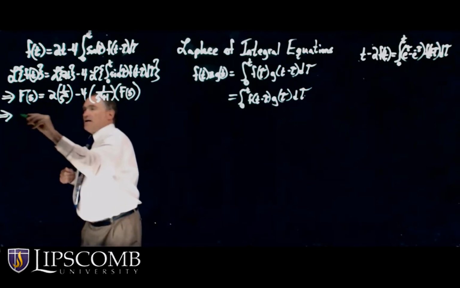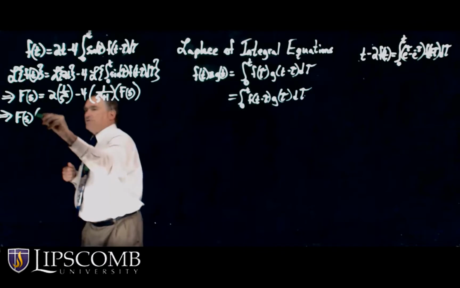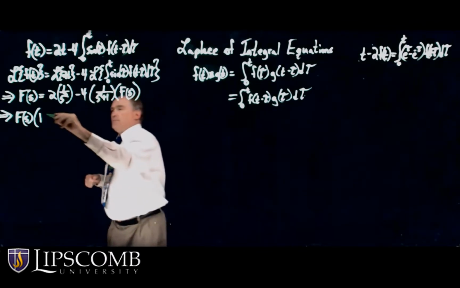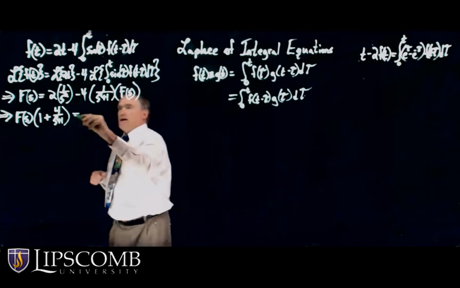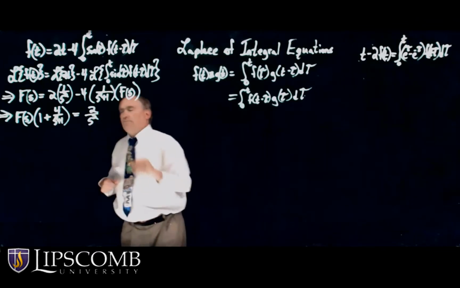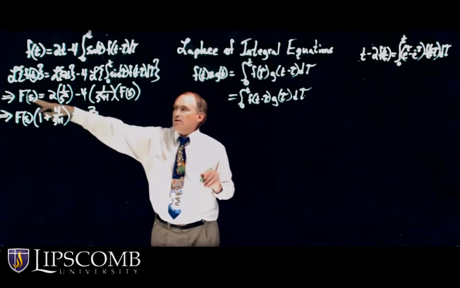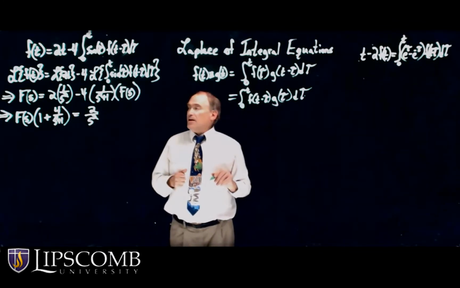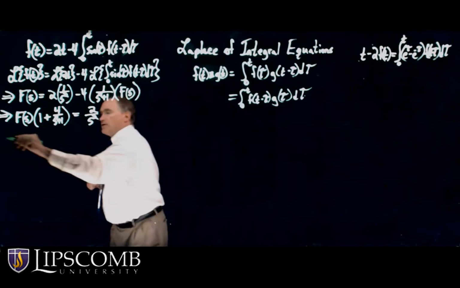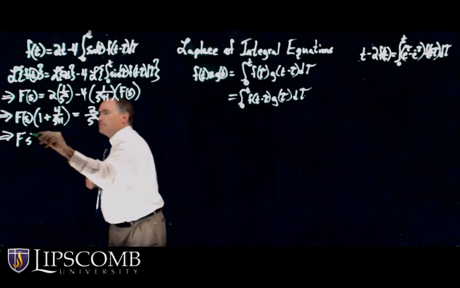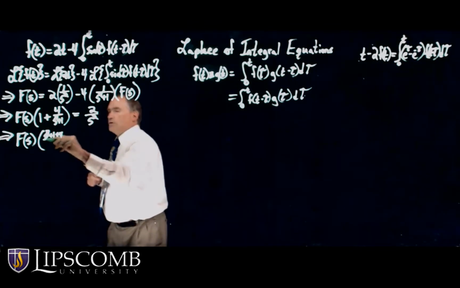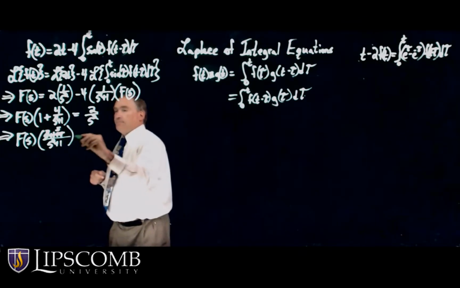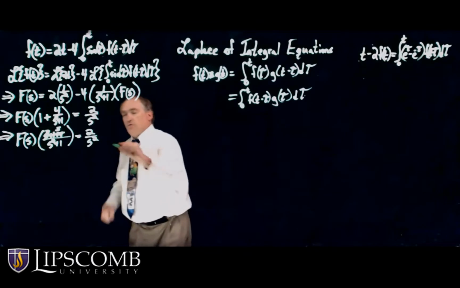So I have F of s. I'm going to factor, so that's 1, plus 4 over s squared plus 1, equals 2 over s squared. That was easy enough. I took this over the other side and factored out an F of s. Well, let's get a common denominator here. So this is F of s times s squared plus 1 plus 4 over s squared plus 1. 1 plus 4 is, of course, 5. Equals 2 over s squared.